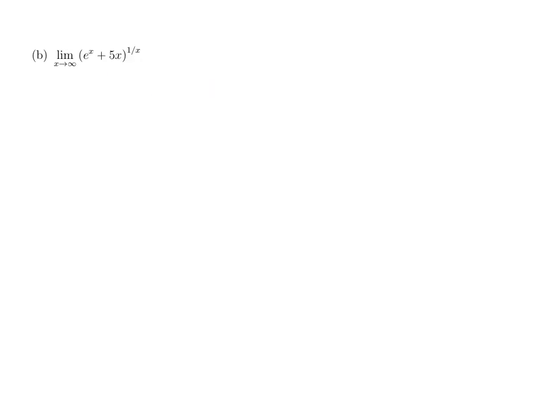In part B, we have another limit where there is a variable in the exponent, and we're going to use L'Hopital's rule to solve it. The trick is to, again, call this L. We're going to take the natural log of both sides, and we're doing this so we can remove the variable from the exponent.